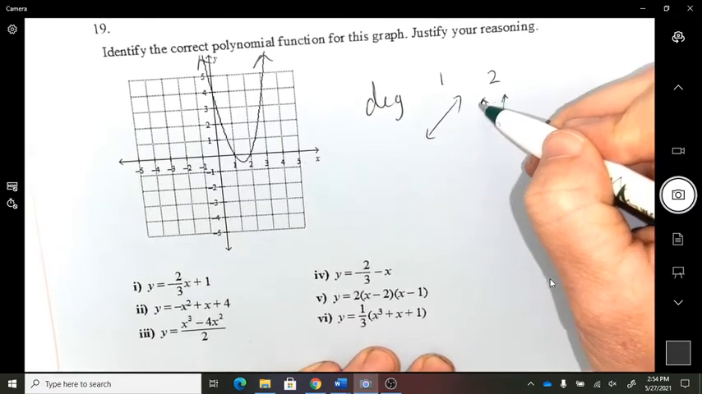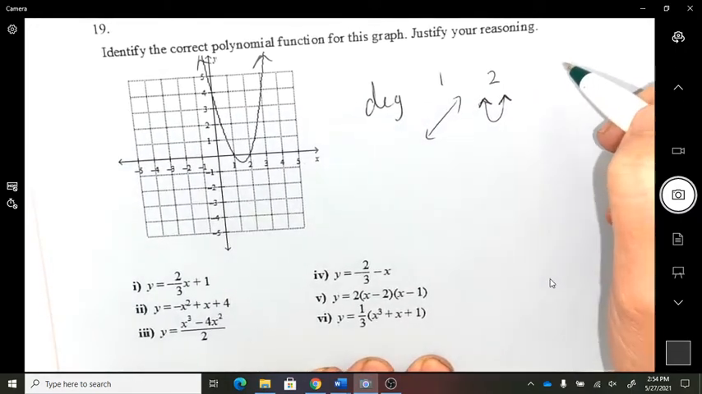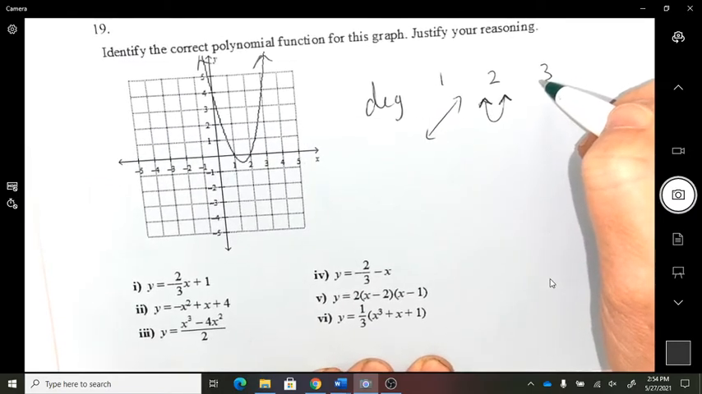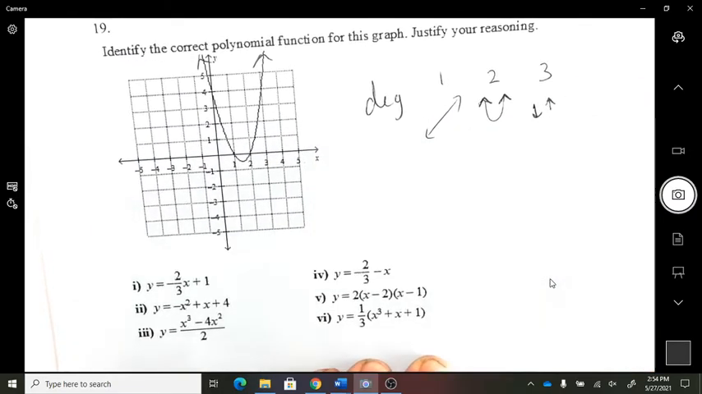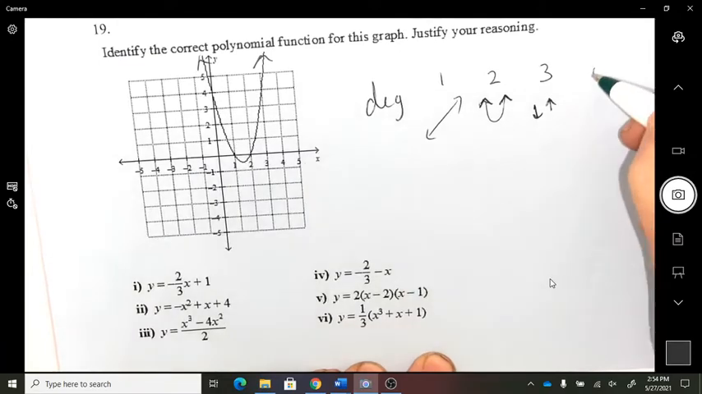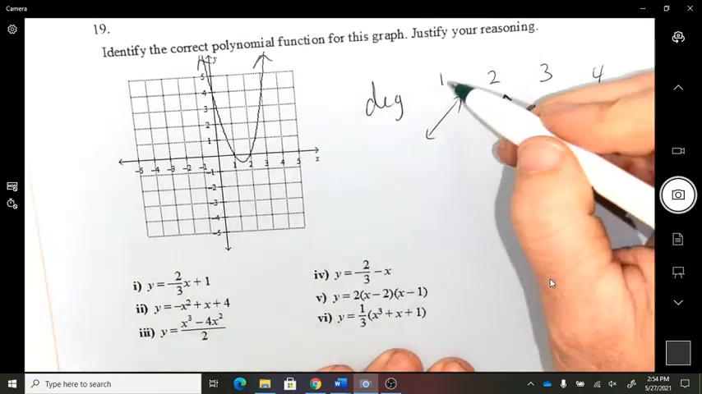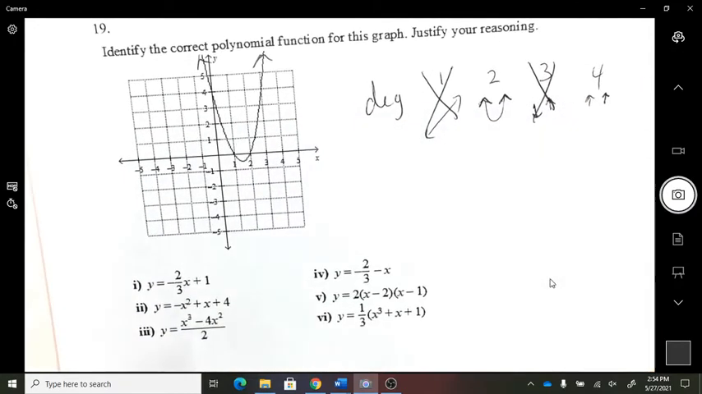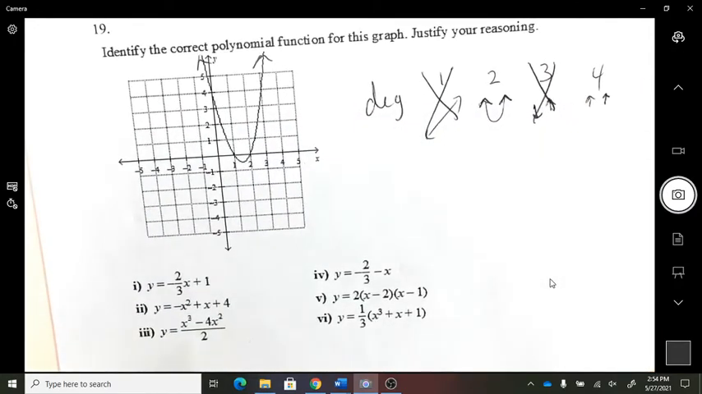Let's just talk about the arrows. They go the same direction. A degree of 3, what happens with your arrows? Opposite arrows, right? A degree of 4, same arrows. So we know that we're not odd, so we're an even degree.